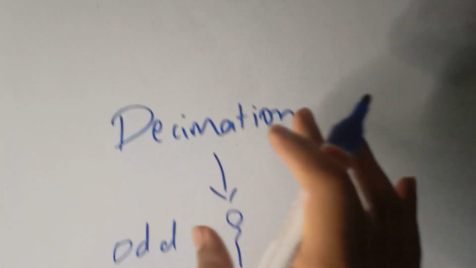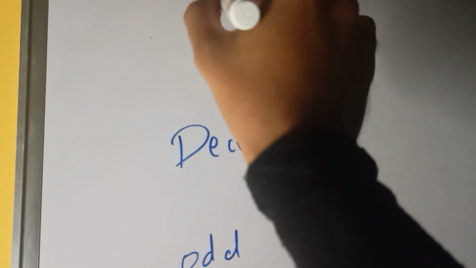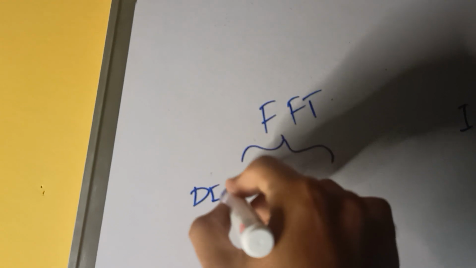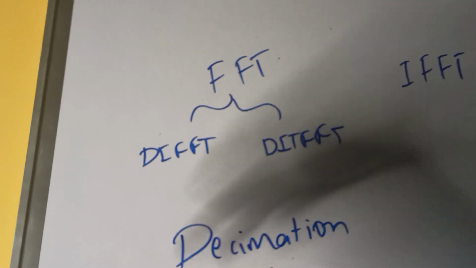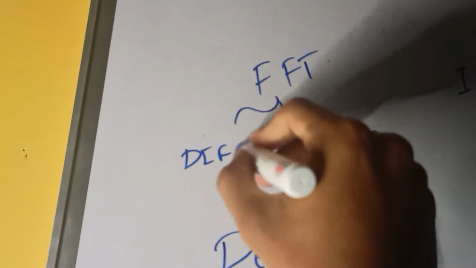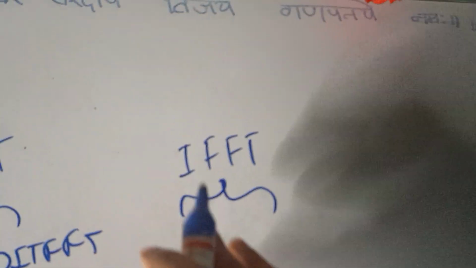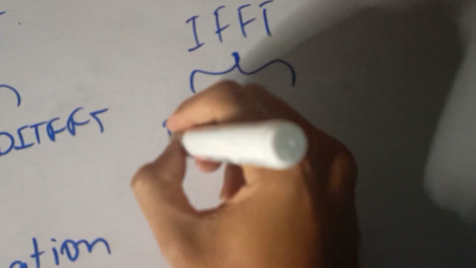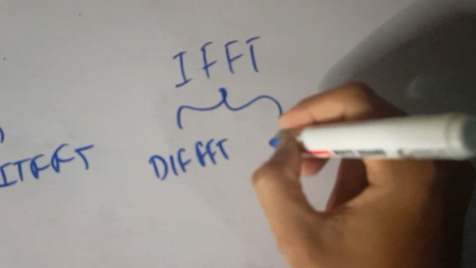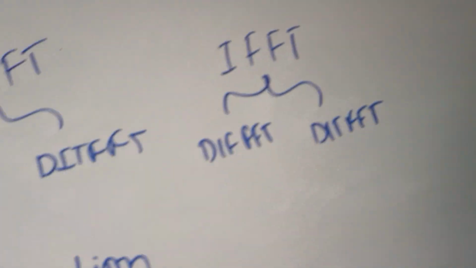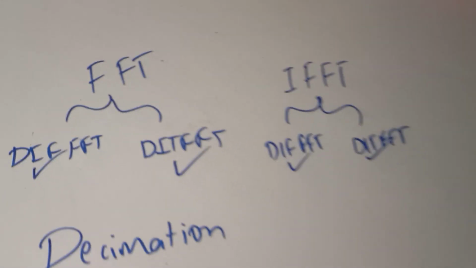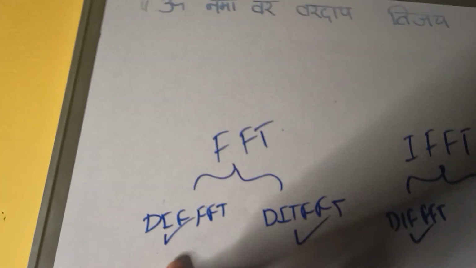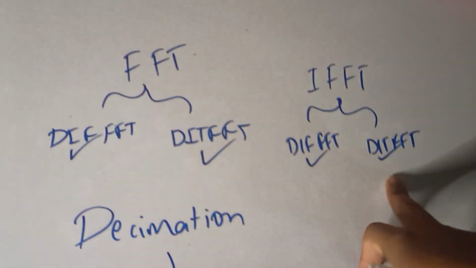Having known about decimation, FFT can be DIF FFT or DIT FFT. Similarly, the inverse Fourier transform can also be grouped into DIF IFFT and DIT IFFT. So these are the four concepts that we are going to learn through this video.